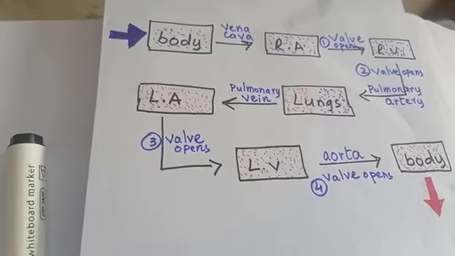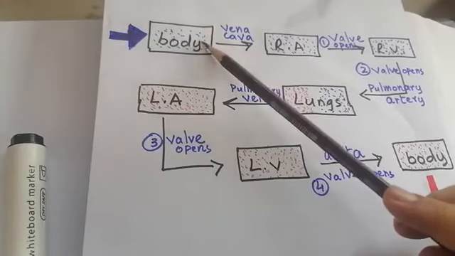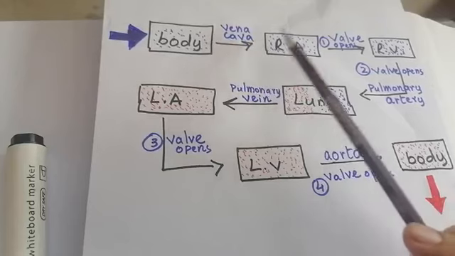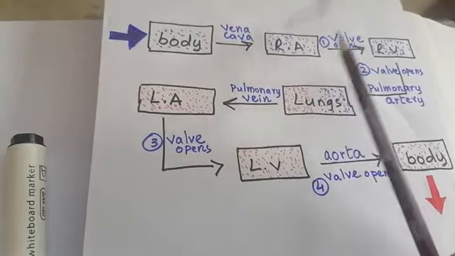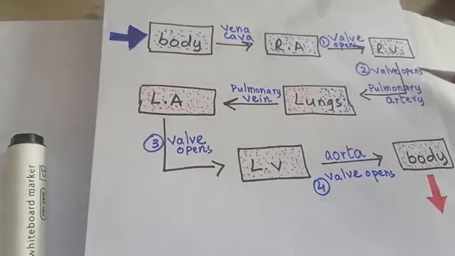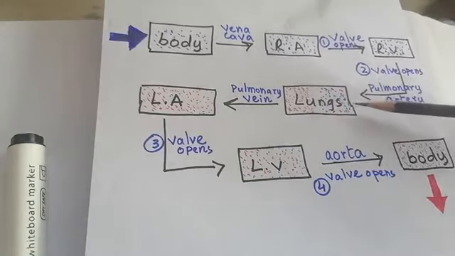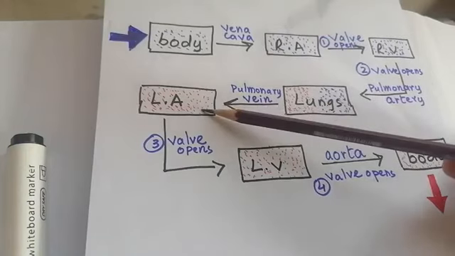This is a summary of how blood flows in the heart. The body has deoxygenated blood, and this deoxygenated blood is carried into the heart through the vena cava, and it is received by the right atrium, and the right atrium gives this blood to the right ventricle, and the right ventricle gives this blood to the lungs through the pulmonary artery. In the lungs, the deoxygenated blood rushes in, and oxygen is mixed with the deoxygenated blood, and the blood becomes oxygenated. It will rush into the left atrium.